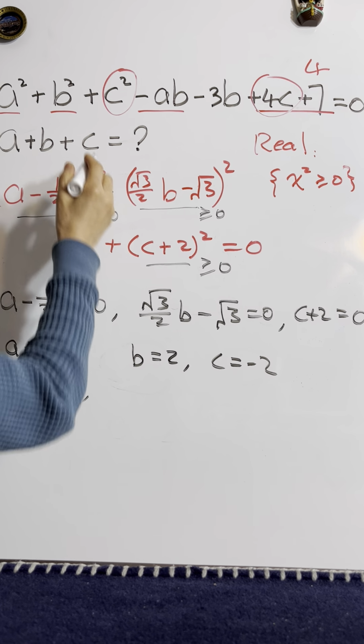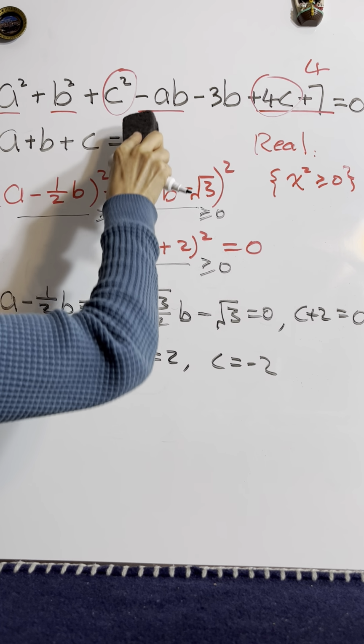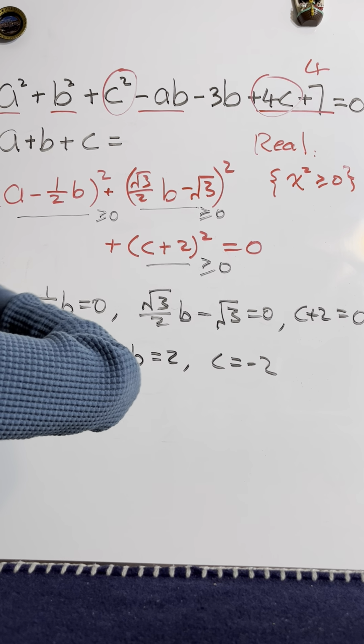So what's a plus b plus c? a is 1, b is 2, c is negative 2. a plus b plus c equals 1.